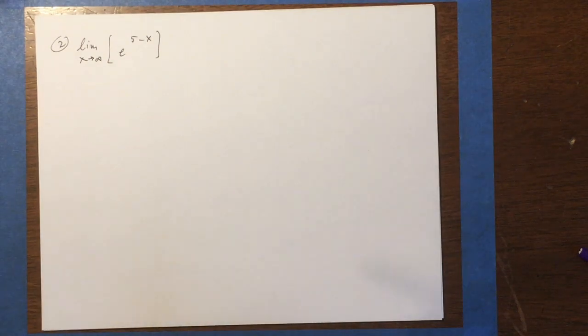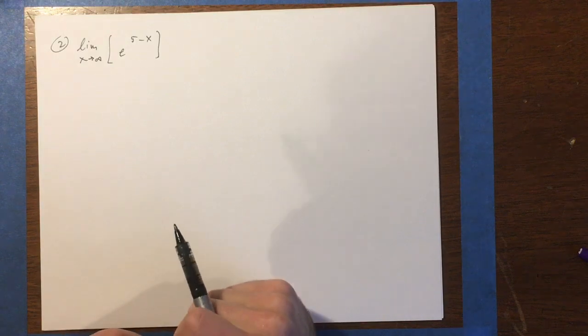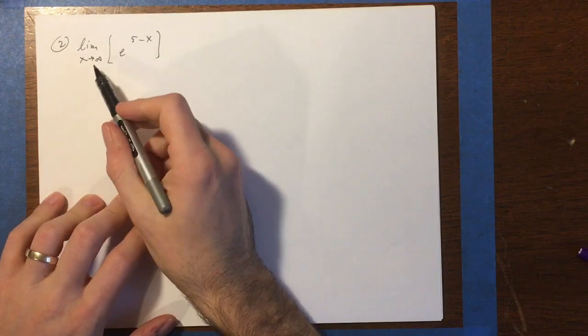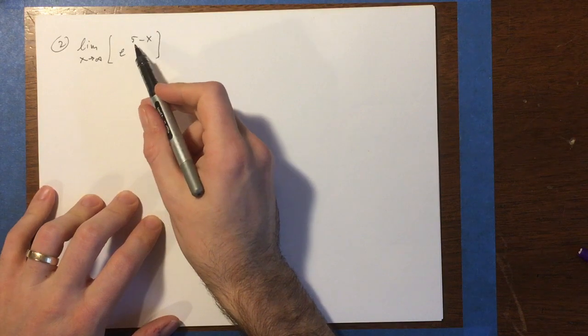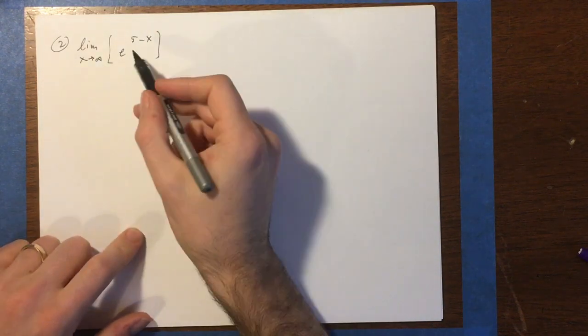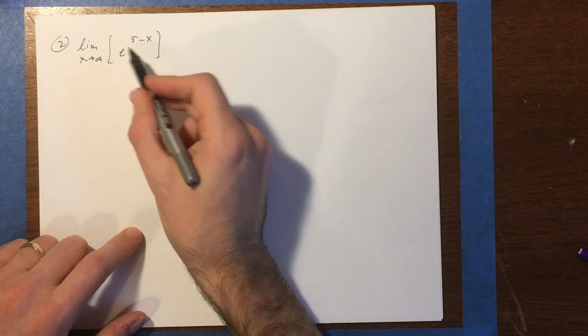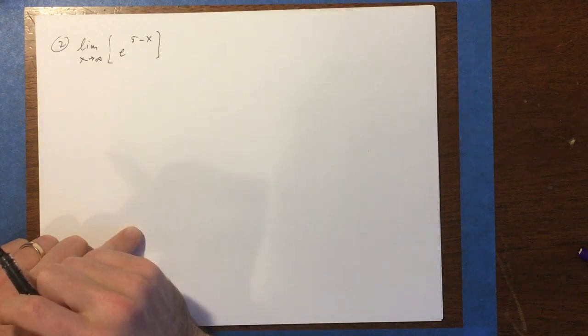Okay, I'm just going to do a few more examples of limits at infinity. So for the next example, let's look at the limit as x approaches infinity of e to the power 5 minus x. Well, let's see. This is a composition of functions, right? This is an exponential function with 5 minus x, a linear function, plugged inside it.